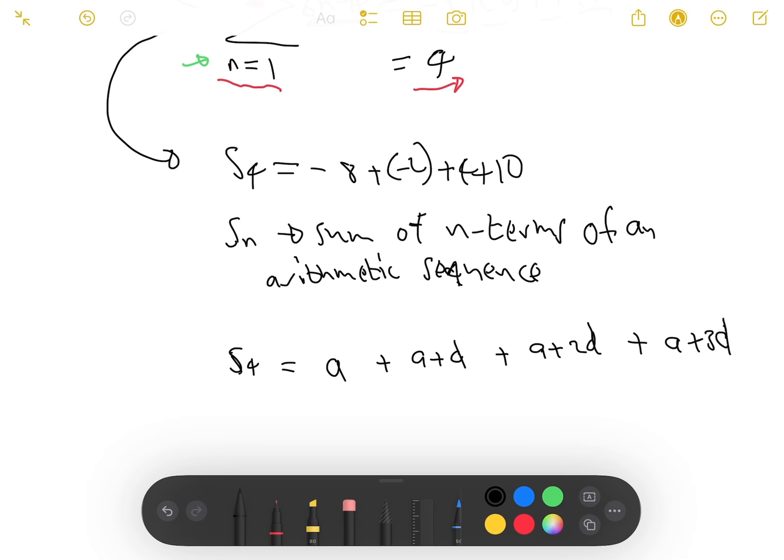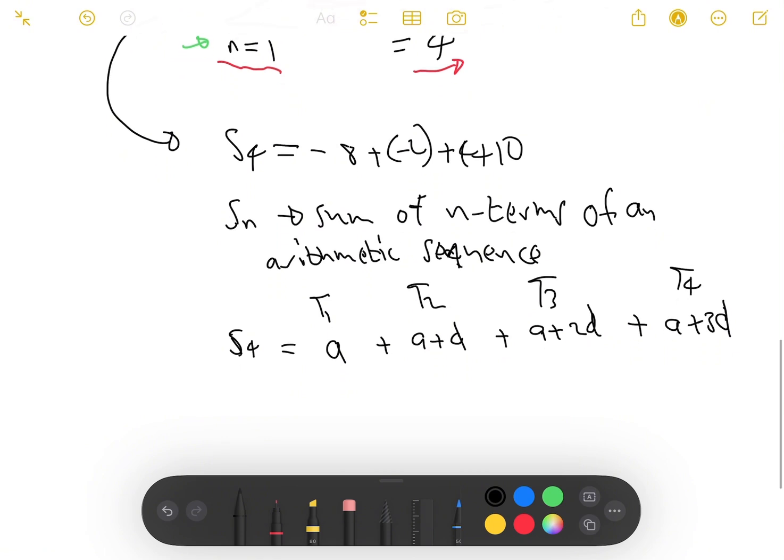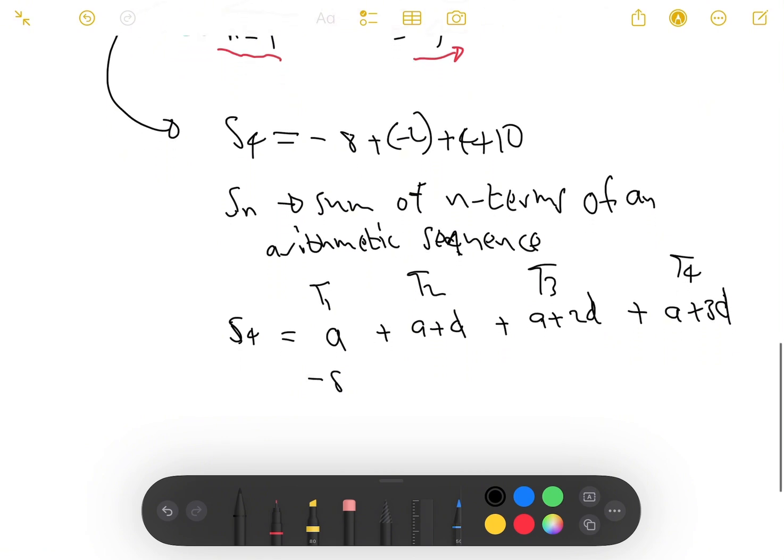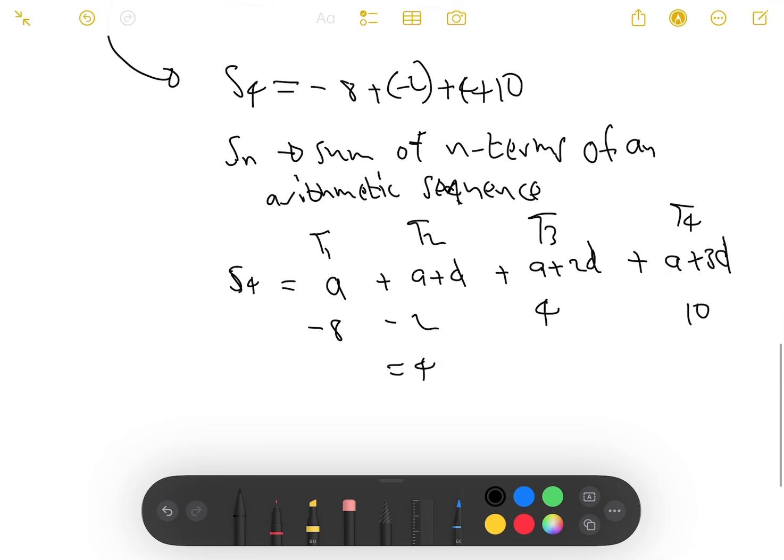What do I mean by that? This is the first term, this is the second term. We know the second term we find by taking the first term and adding the common difference, right? Third term, we say first term plus twice the common difference. And then the fourth term, same thing. Here we know we have -8, -2, 4, 10. You add this together, you get 4, right?